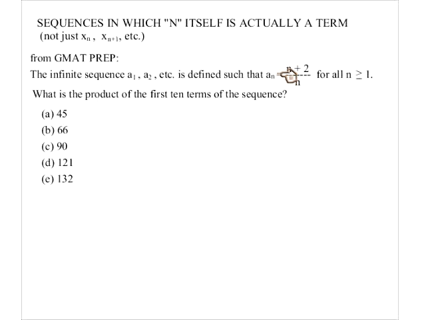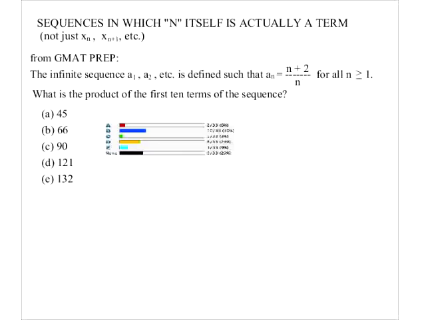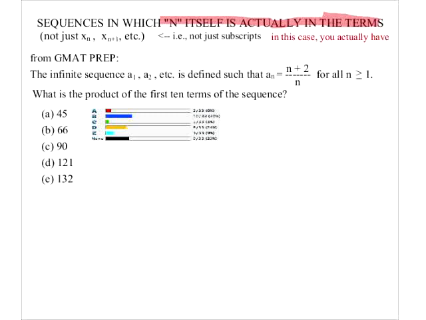All right, so here's the statistics. Here's how this works. I'll give you the quick rundown because the timing is starting to run a little bit short here. If you see a sequence in which the n is actually in the terms, not just subscripts, then that means you have to actually plug in the n. So in this case, you actually have to plug in n to find the terms.